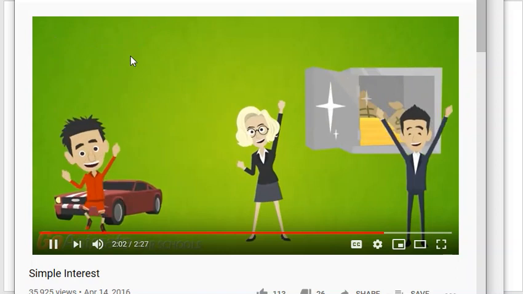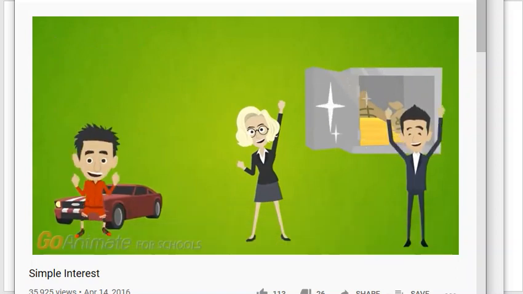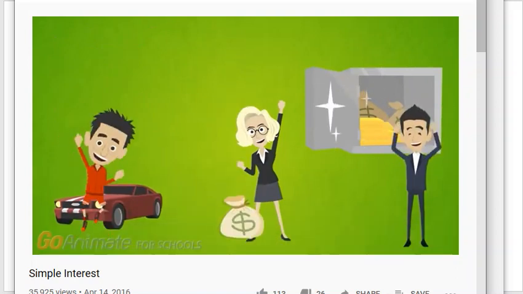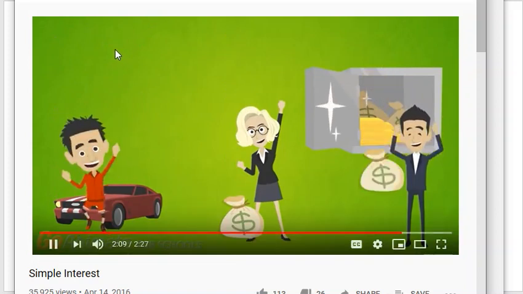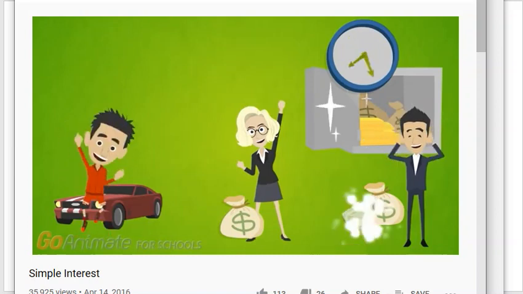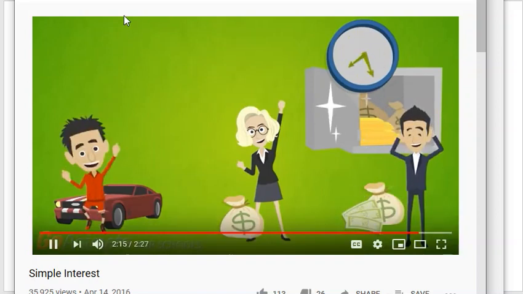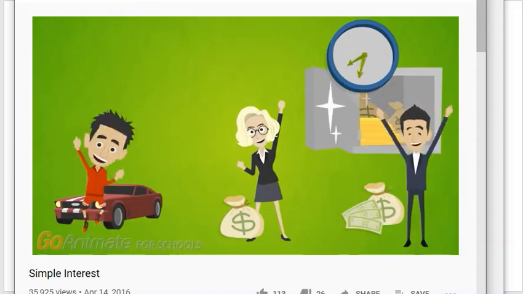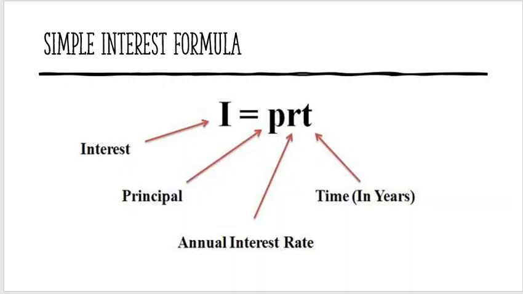Everyone is happy. Billy has his first car. The car salesperson has sold the car and now has $20,000, and the bank will be repaid $18,000 principal over 5 years and will earn on top of that interest of $9,000 for loaning Billy the money.